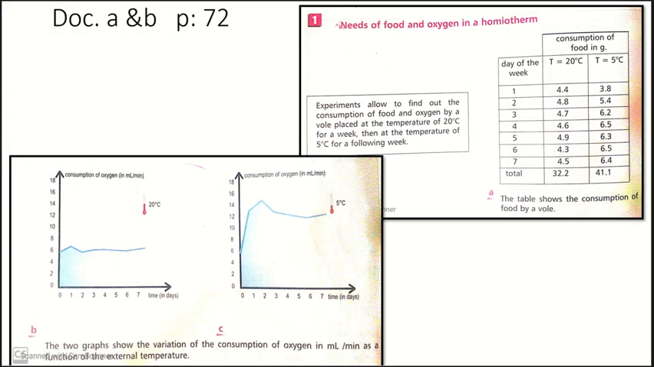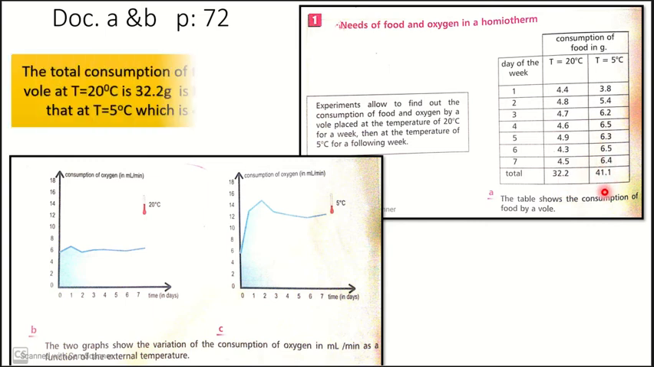Let's start with documents A and B, page 72. Let's compare the consumption of food by a vole at T equal 20 degrees Celsius and at T equal 5 degrees Celsius. We can see that the total consumption of food by a vole at T equal 20 degrees Celsius is 32.2 grams, which is less than the total consumption of food at T equal 5 degrees Celsius, which is 41.1 grams.